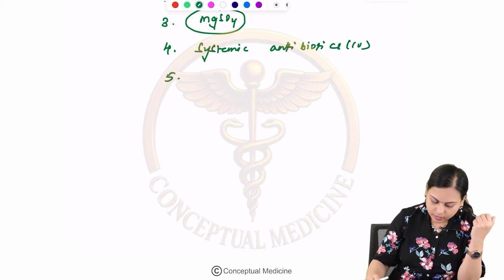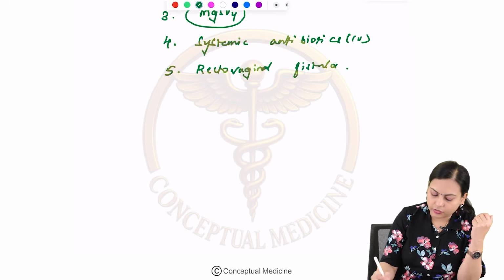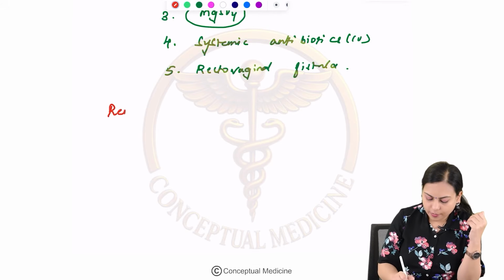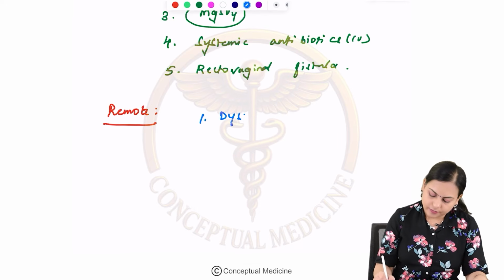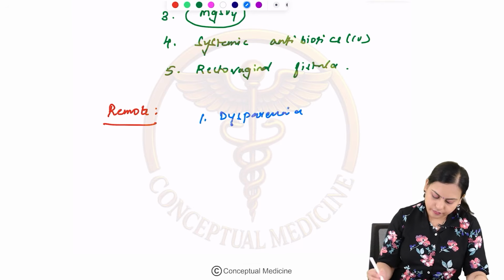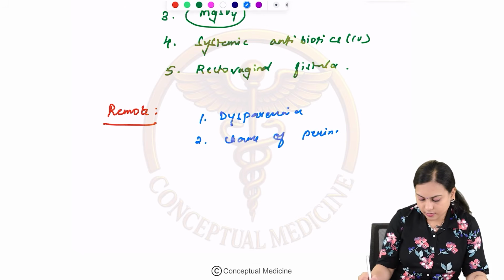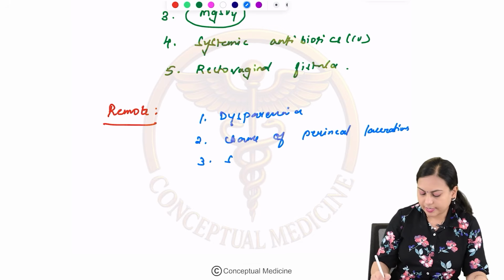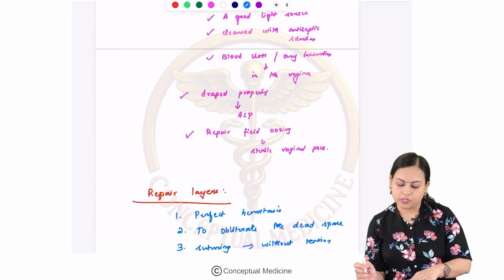And don't forget to check whether a rectovaginal fistula has happened or not, okay. And remote complications with episiotomy may include dyspareunia, or chance of perineal lacerations in subsequent labor, and then there can be scar endometriosis which can arise in the episiotomy scar even, okay.